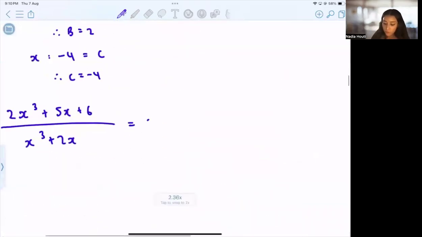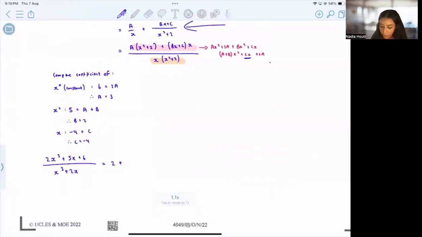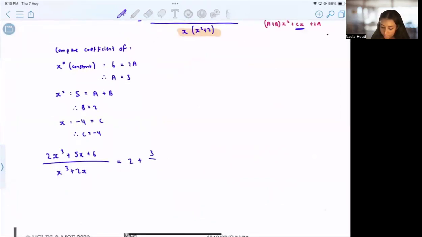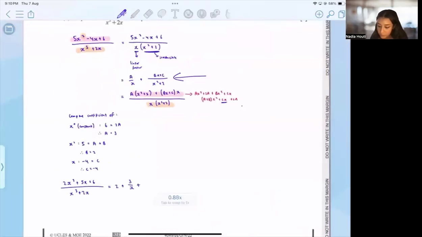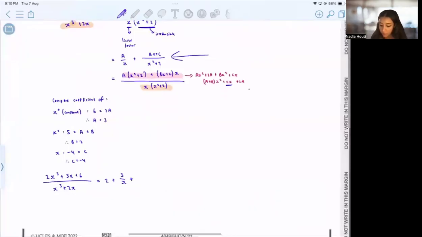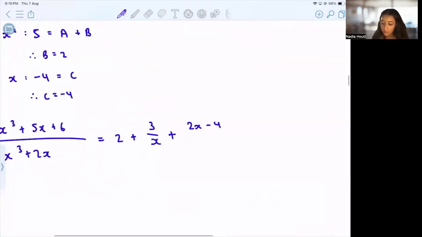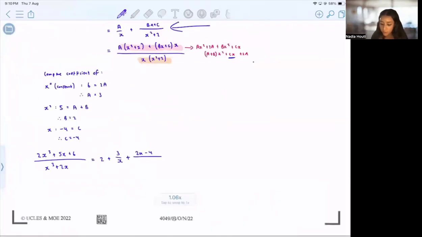So 2 plus, now we sub the values in. A over x will be 3 over x, plus bx plus c, which will be 2x minus 4, over x squared plus 2.